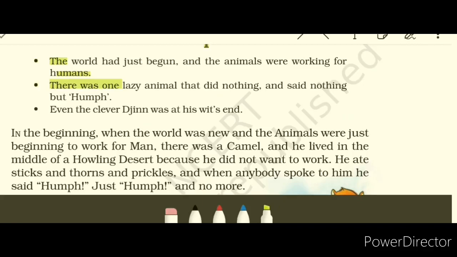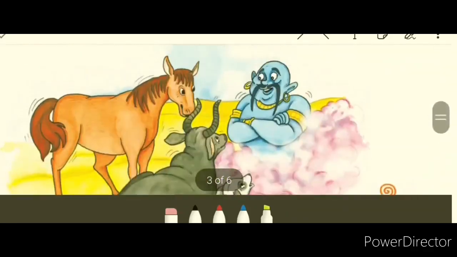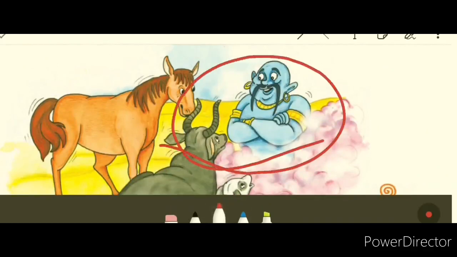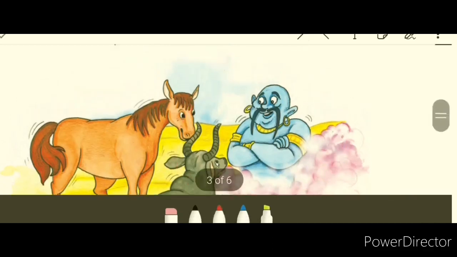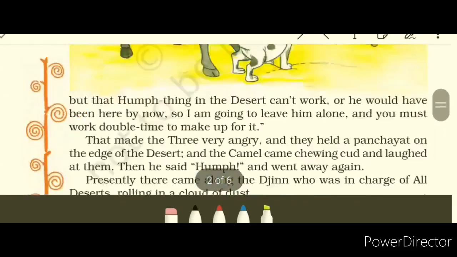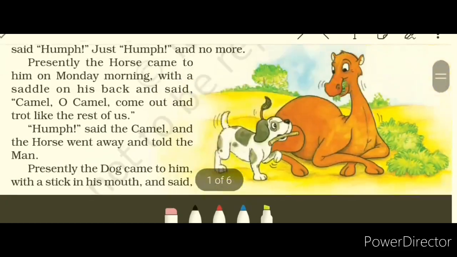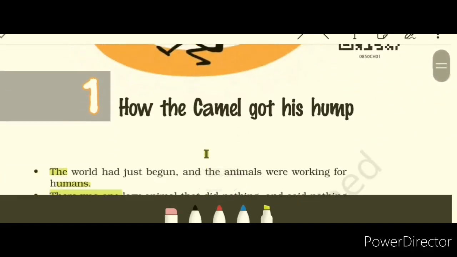So I assume everyone knows what a jinn is, isn't it, class? If you haven't, you may take a quick look at the picture of what a jinn looks like. I will just show it for you. See, here is a picture of a jinn. You must have seen it in cartoons, like Aladdin. There is a famous cartoon of Aladdin wherein he gets a magic lamp, and when he rubs it vigorously, a jinn emerges out.